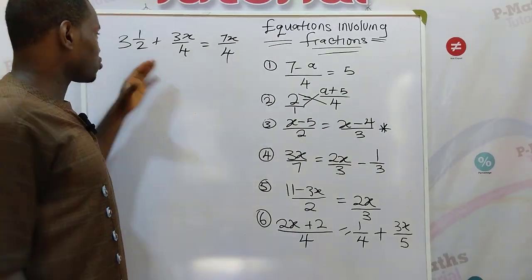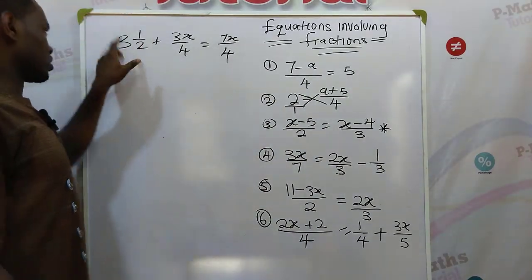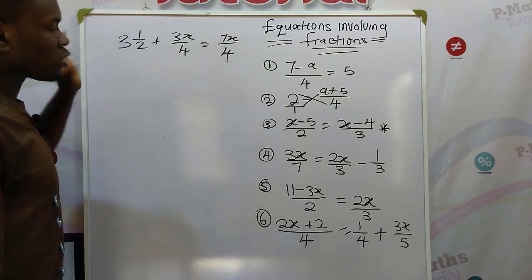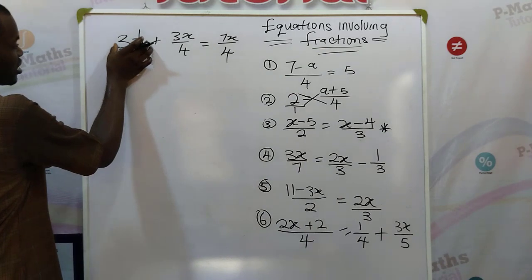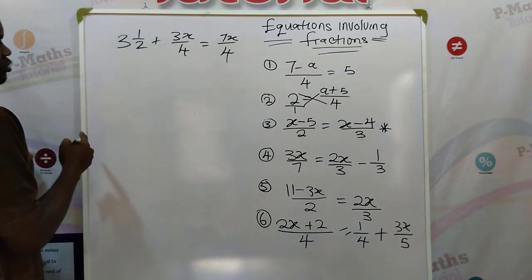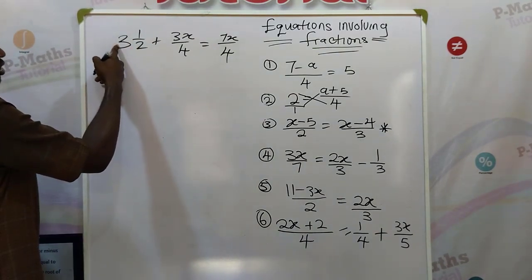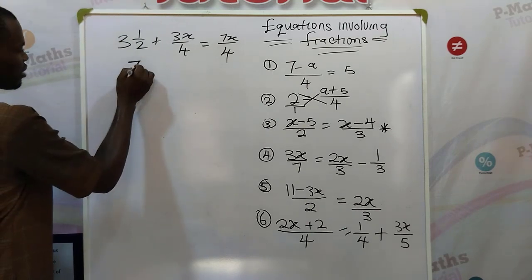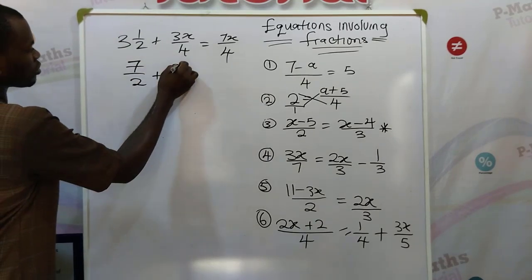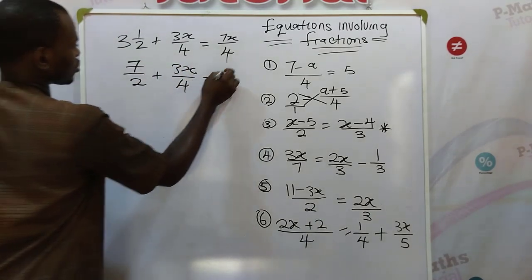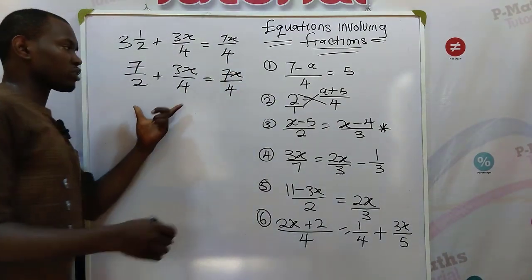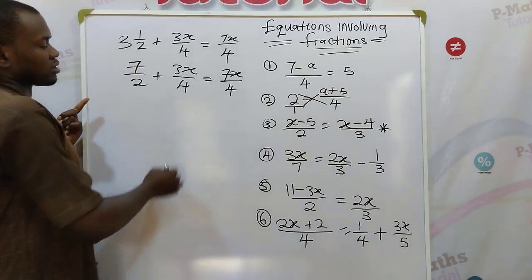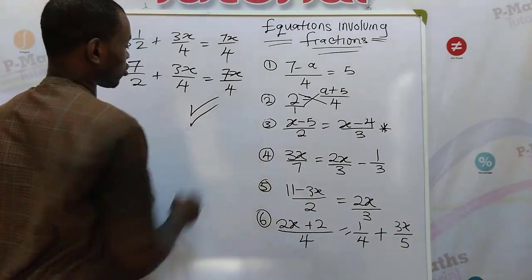I would also like to introduce you to this condition. Look at this. I have a mixed fraction. Don't get confused. We are solving exactly what we have done here. All you need to do is to change this guy into an improper fraction. So 2 times 3 is 6 plus 1, 7. We have 7 over 2 plus 3x over 4 equals 7x over 4. Now you can simplify this as your assignment and drop your answer in the comment section.